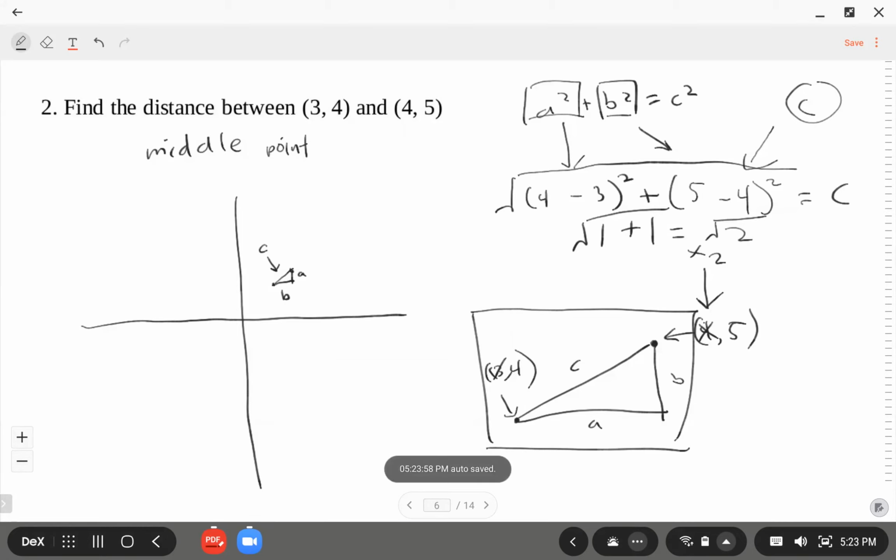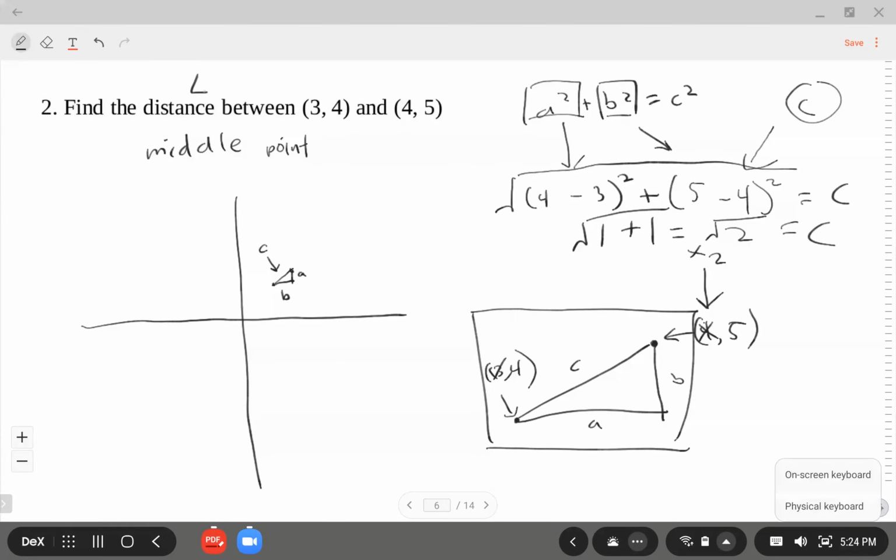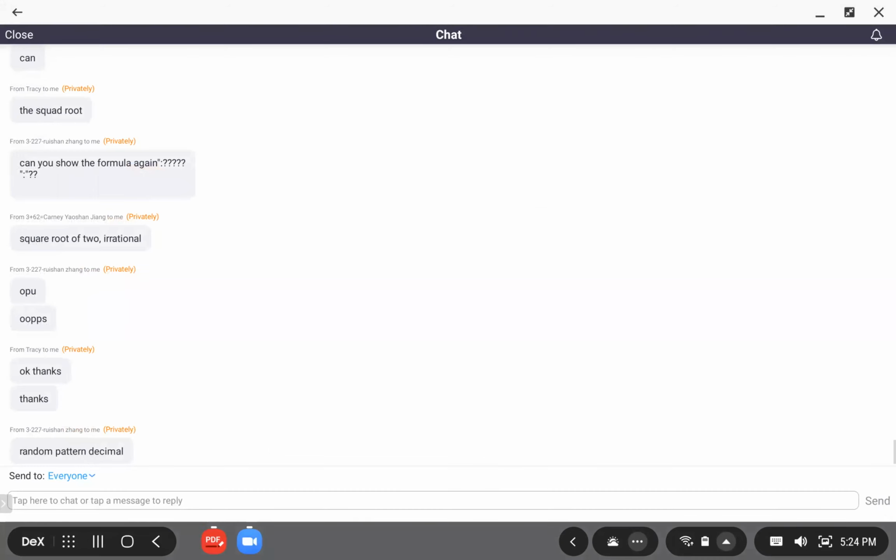And what is the square root of 2? Well, square root of 2, that is an irrational number, right? It's a random, non-repeating decimal, okay? So we can just leave it as square root of 2, okay? And that will equal c. And we find the distance between these two points. So does everybody understand now?